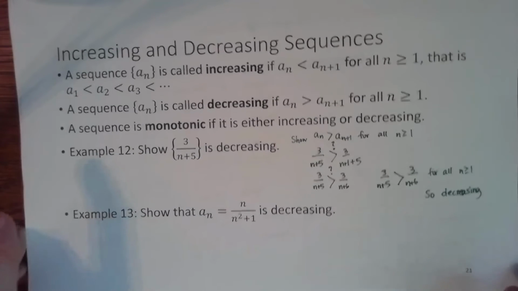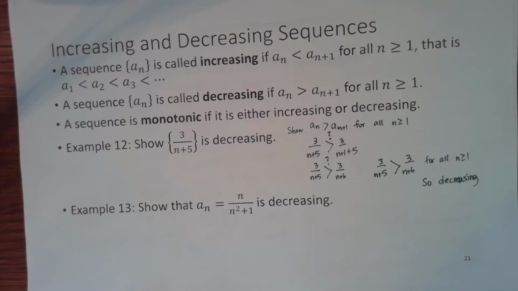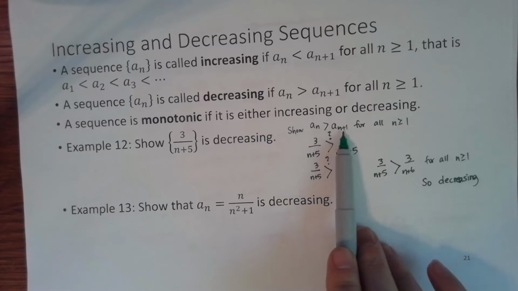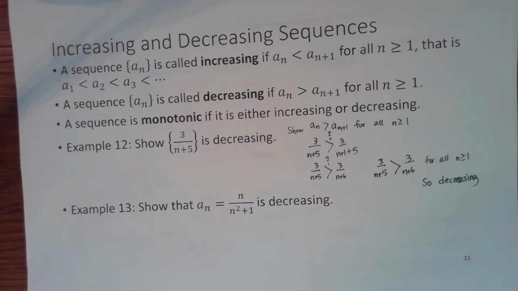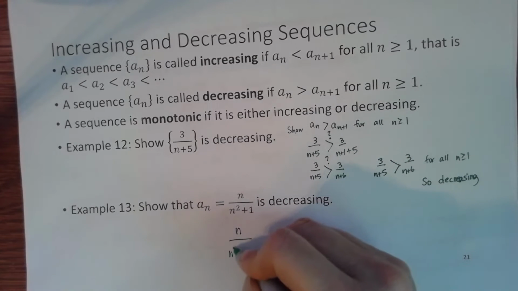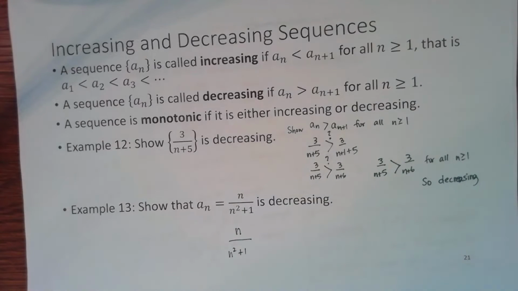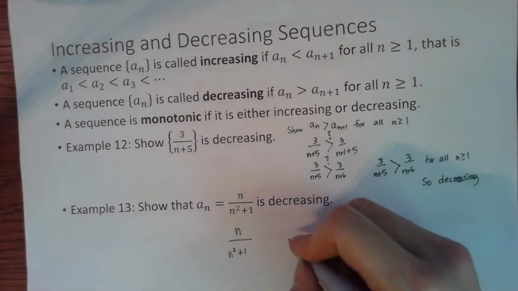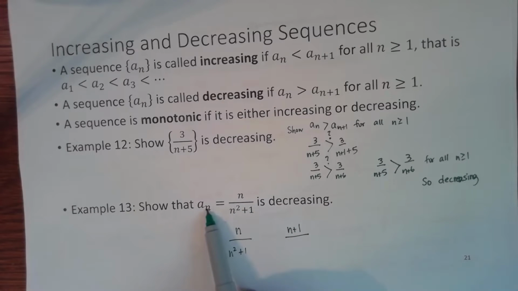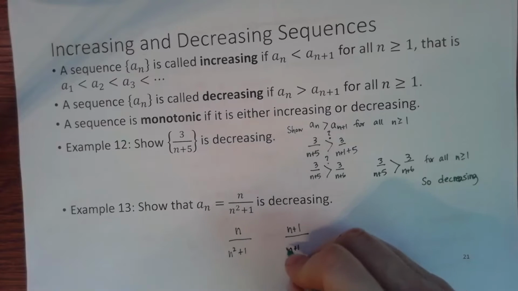All right, let's try another one of those. Once again, if I'm trying to show that it's decreasing, I just need to show that the nth term is greater than the n plus first term. The nth term is just n over n squared plus 1. Then the n plus first term, I'm just substituting n plus 1 everywhere, so it's n plus 1 over n plus 1 squared plus 1.